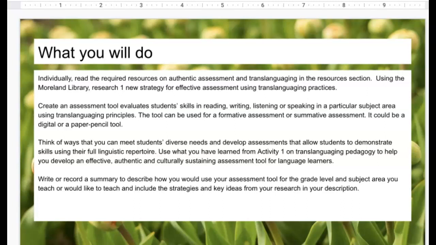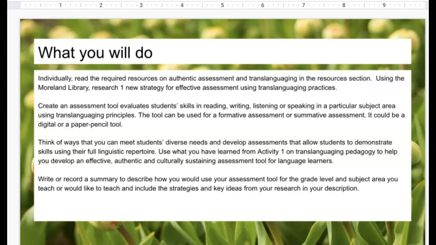So the tool that you're going to create can be used for a formative assessment or a summative assessment. And it can be digital or a paper and pencil tool. It's completely up to you. But think of ways that you can meet students' diverse needs and develop assessments that will allow students to demonstrate their skills using their full linguistic repertoire. So make sure that you're allowing them space to use their first language along with their second. And think back to what you learned from Activity 1 on the translanguaging pedagogy and those resources to help you develop an effective, authentic, and culturally sustaining assessment tool for your language learners.